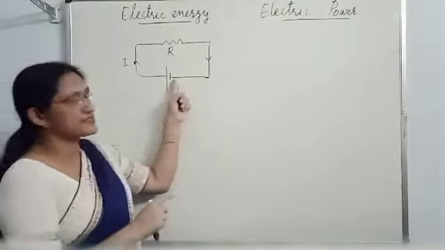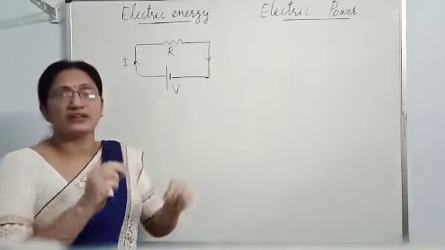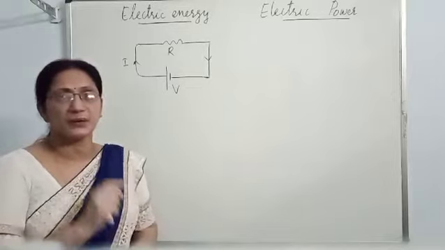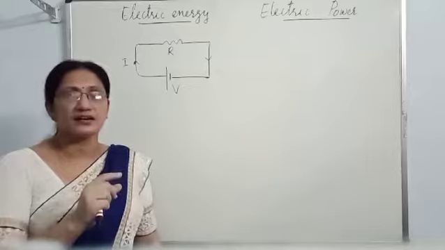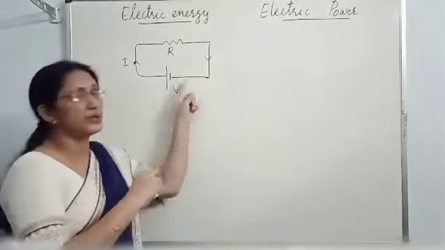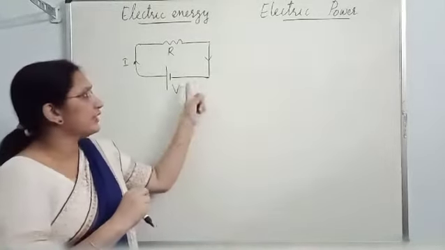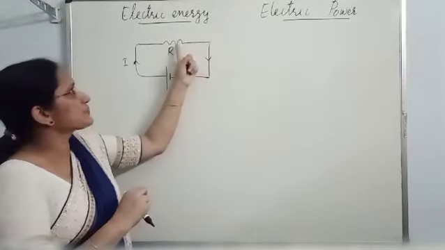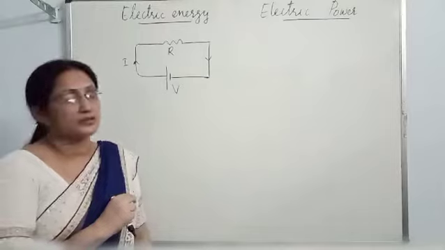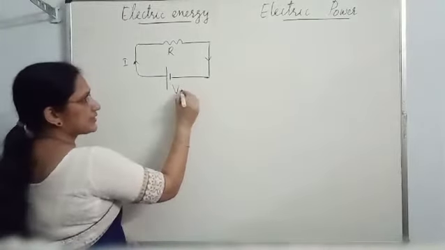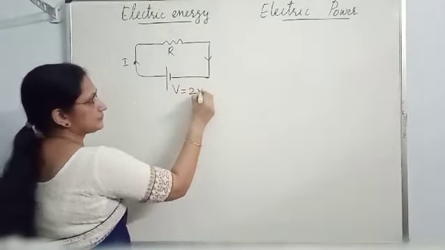So role of this cell is to give energy to the electrons. It is from the chemical energy present inside the cell. So a cell converts chemical energy into electric energy, and that electric energy, electrons are spending while they pass through this resistance. Then suppose the cell connected here is a 2-volt cell.